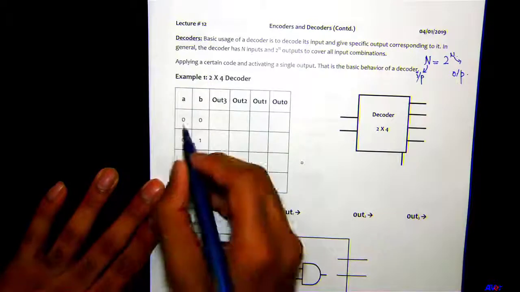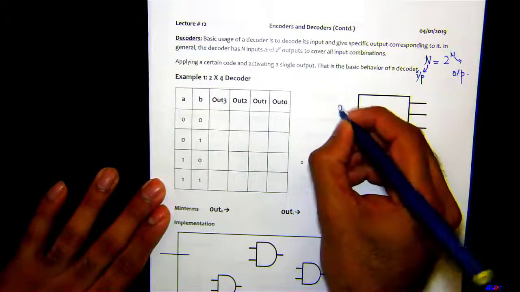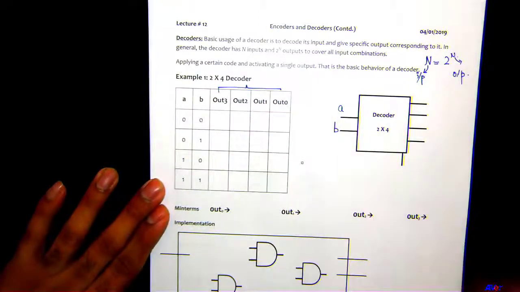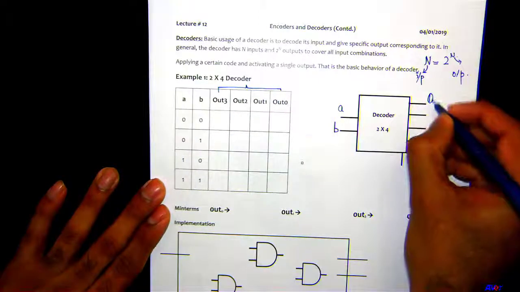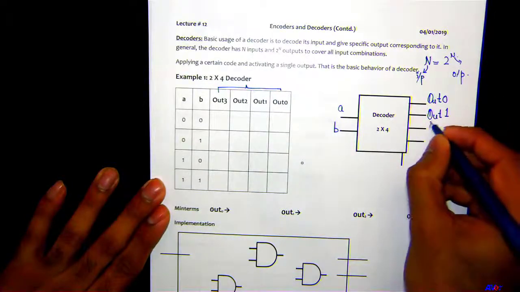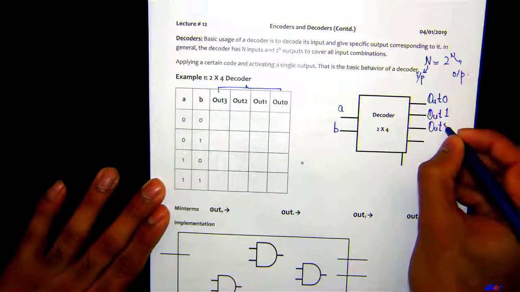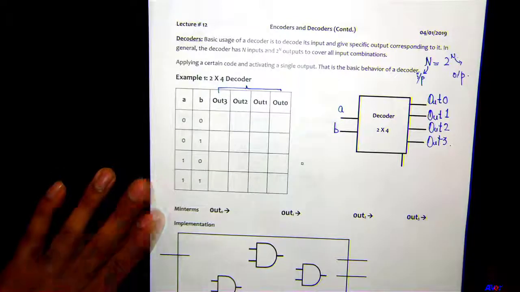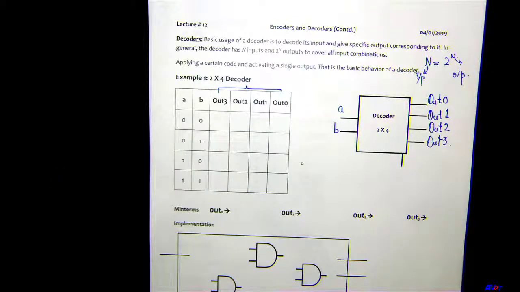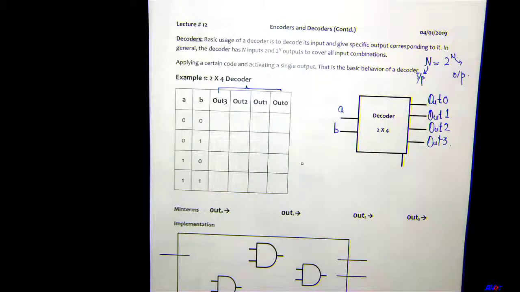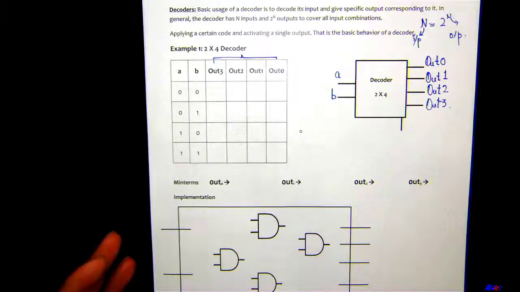Notice we got two inputs right here, A and B, and we got 4 outputs here, out 3, out 2, out 1, and out 0. So decoder does exactly opposite of the encoder, and I have one example at the very end that should explain why we are using decoder. Actually two examples that we are going to do today.